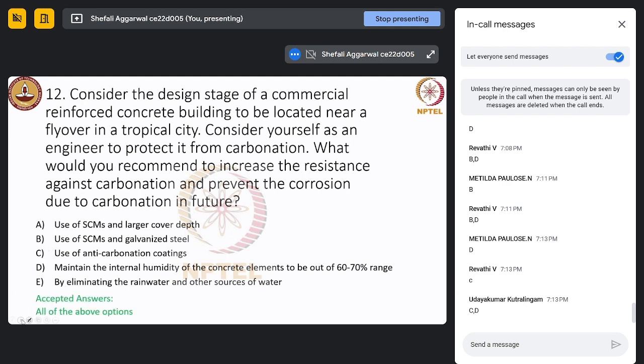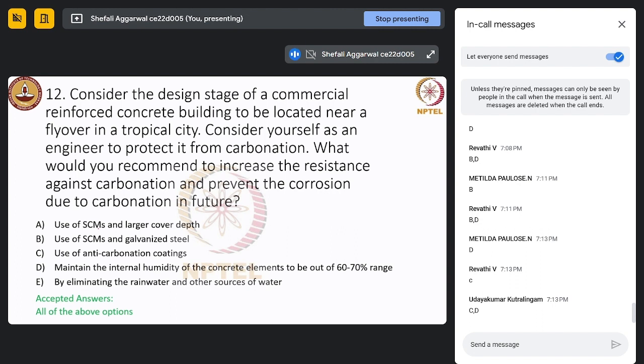Actually, all the answers are correct. If you are using SCM, you are making sure that your concrete is less porous. So the less the porosity of the concrete, the more chances that CO2 will not ingress into the concrete and cause carbonation-induced corrosion. Secondly, you are using larger cover depth. If you are using more cover depth, you are making sure that the carbonation front is not reaching the steel surface. So the first option is also correct.